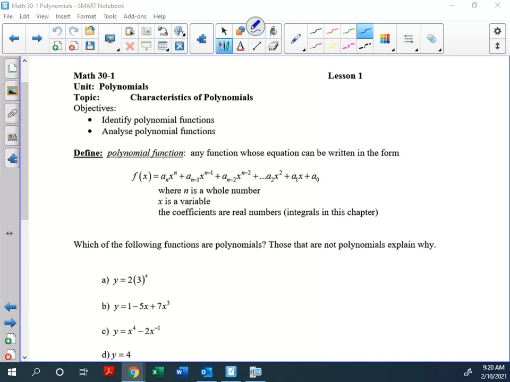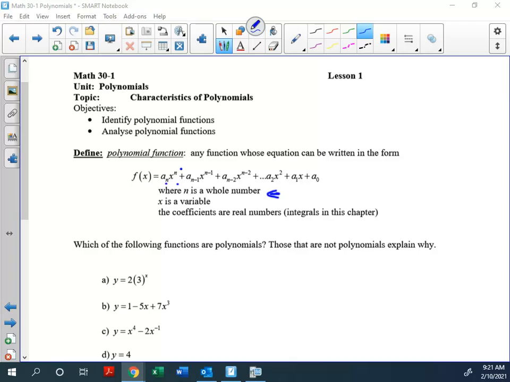So polynomial functions are any function whose equation can be written in this form. And this looks really complicated. All that really means is I have some sort of coefficient, and I have a variable to an exponent. Here's where it's important: the exponent must be a whole number. Now, quick review of whole numbers. Whole numbers are 0, 1, 2, 3, 4, 5, and so on. So I can't have negative exponents, and I can't have fractional exponents when we're dealing with polynomials.